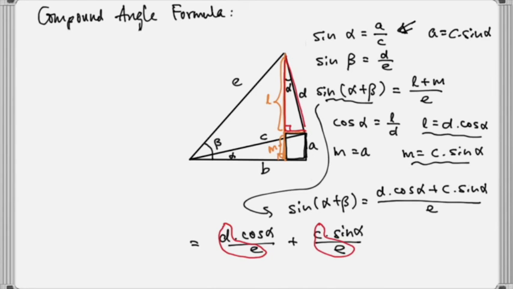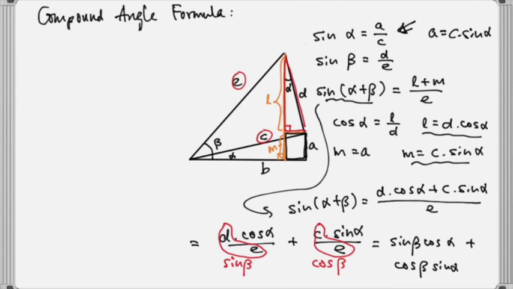Well, what's D over E? Well, D over E is sine of beta, right? This is sine of beta. And what about C over E? C over E, if you look at these quantities there, that is cosine of beta, right? So finally we arrive at the conclusion that it is equal to sine beta cosine alpha plus cosine beta sine alpha.